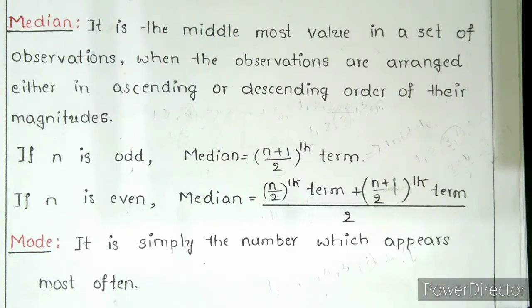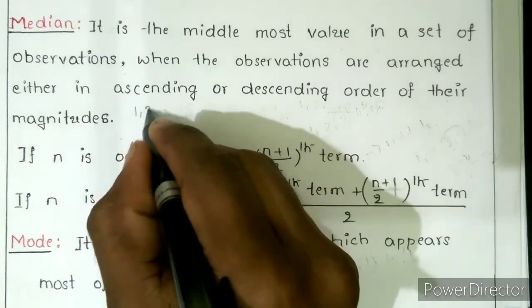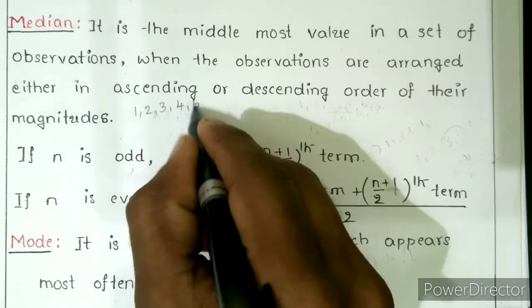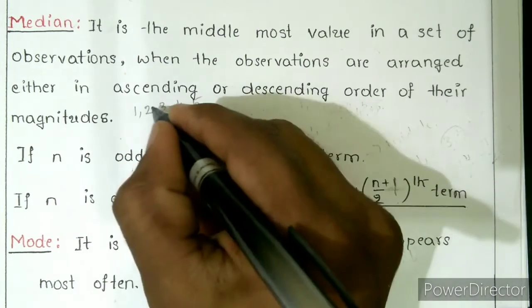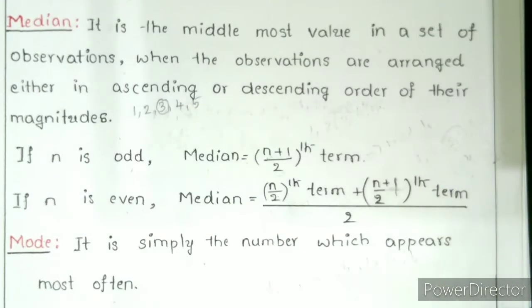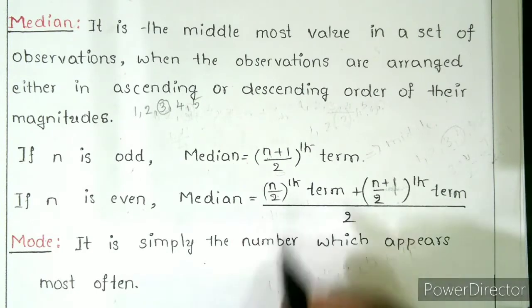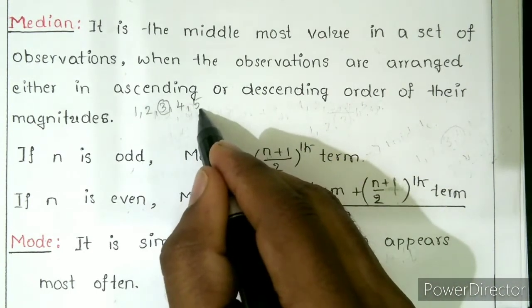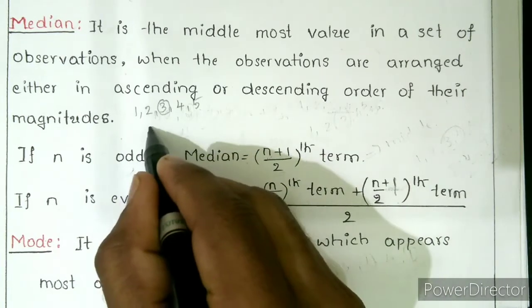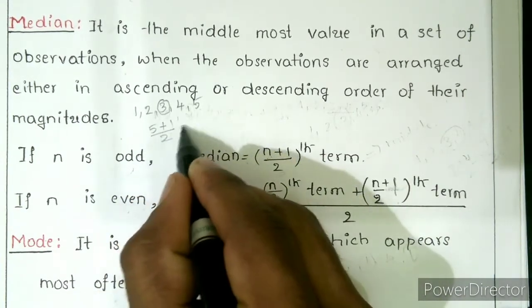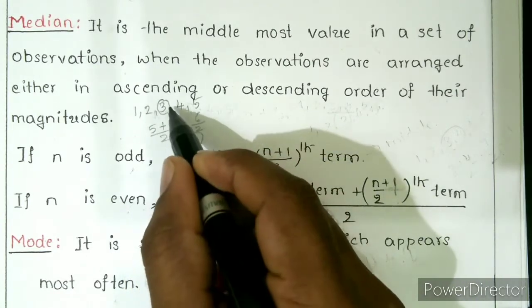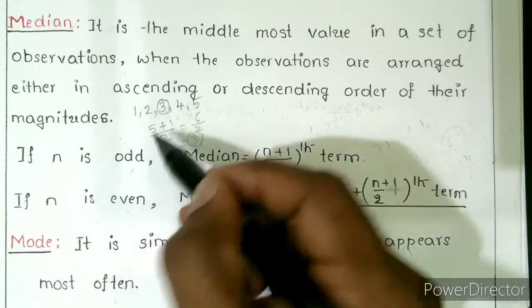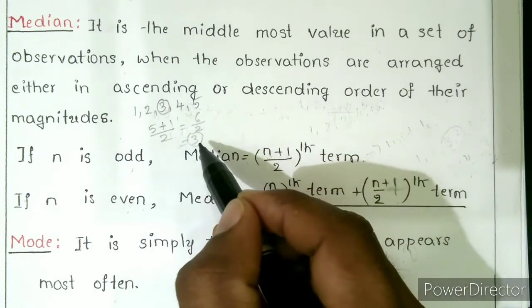Take an example where n is odd. I take 5 numbers: 1, 2, 3, 4, 5. So n is odd. The middle number is 3, therefore the median is also 3. Using the formula, n is equal to 5, so 5 plus 1 by 2, 6 by 2, that means 3. Median equals 3. Your assumption 3 is correct and the formula answer is also correct.